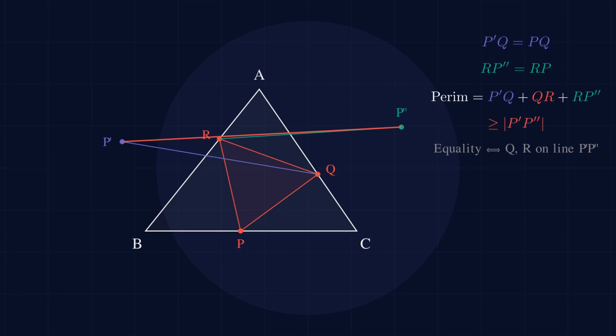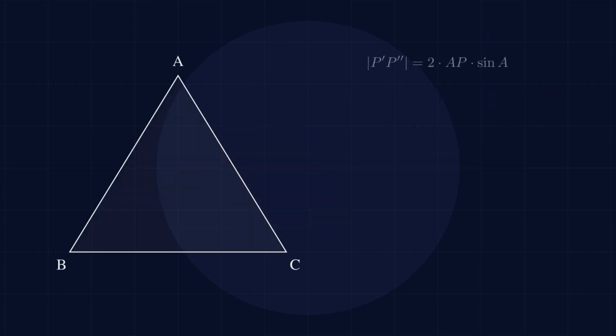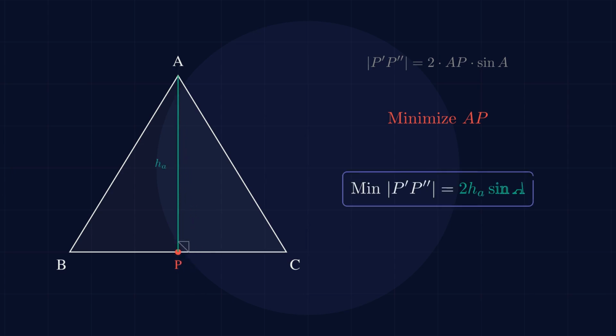What is P prime P double prime? In the isosceles triangle with sides AP, AP, and angle 2A, the base is 2 times AP times sine of A, so the perimeter is at least 2AP sine A. To minimize, we need AP as small as possible. The shortest distance from A to side BC is the altitude, so P must be the foot of the altitude from A. Apply the same argument at each vertex.